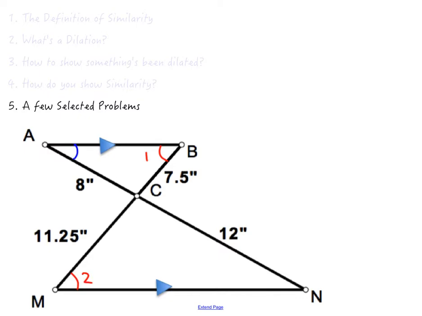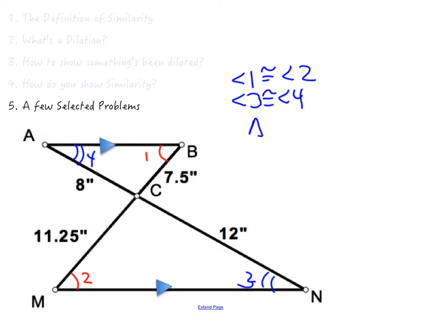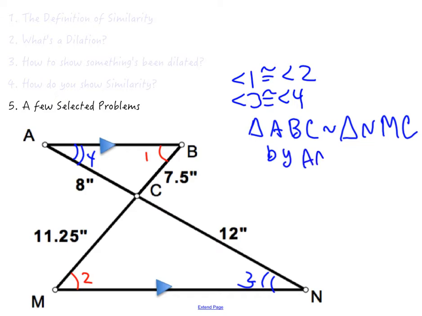And using the same parallel line but a different transversal, I have angle 3 and angle 4, and I think that's actually enough. I'm not going to use the full definition. I don't think I can because I don't know the top and bottom values. But I can certainly claim angle 1 is congruent to angle 2, and angle 3 is congruent to angle 4 because of the alternate interior angle theorem. So these triangles have to be similar by AA. So I can certainly claim triangle ABC is similar to triangle NMC by AA with K equals some number.